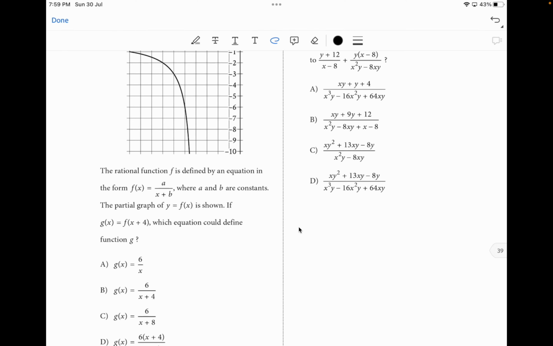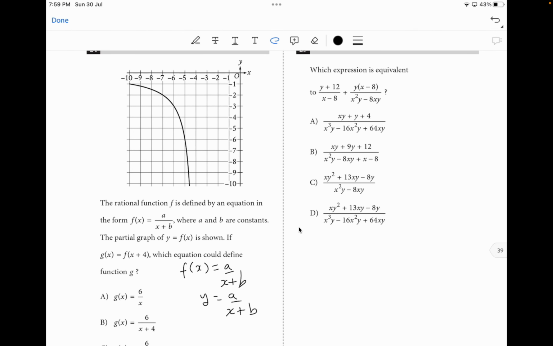So for this one, we're going to look at how we're going to be solving this. Since it's given to us that f of x is equivalent to a divided by x plus b, and that the graph is shown as a partial graph of y equals f of x, what we're going to be doing is substituting y for f of x in this equation. So it's going to become y is equivalent to a divided by x plus b.